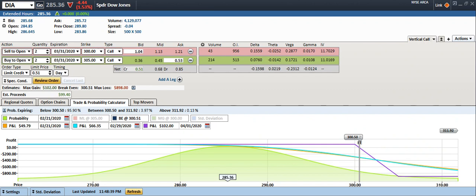Hey guys, in this video I'm going to be doing an analysis of a bear call spread. What that is, if you're bearish on an index or a stock, it's a way to play it if you have a bearish view, so that you make some money if the index or the stock is to decline in value.